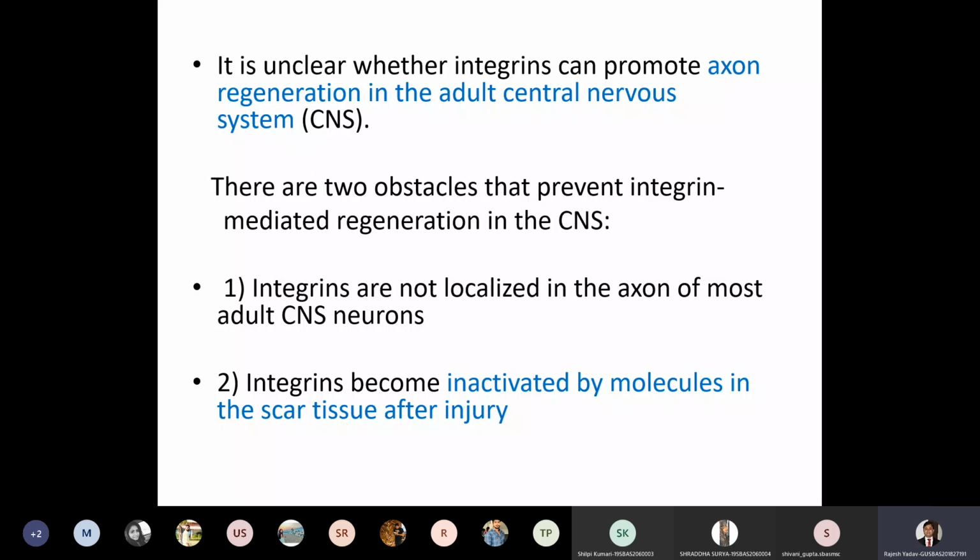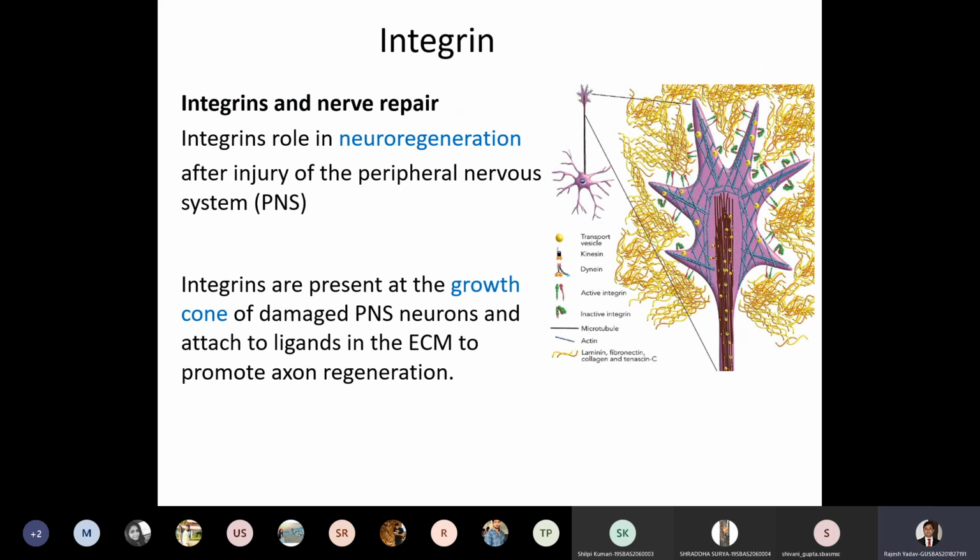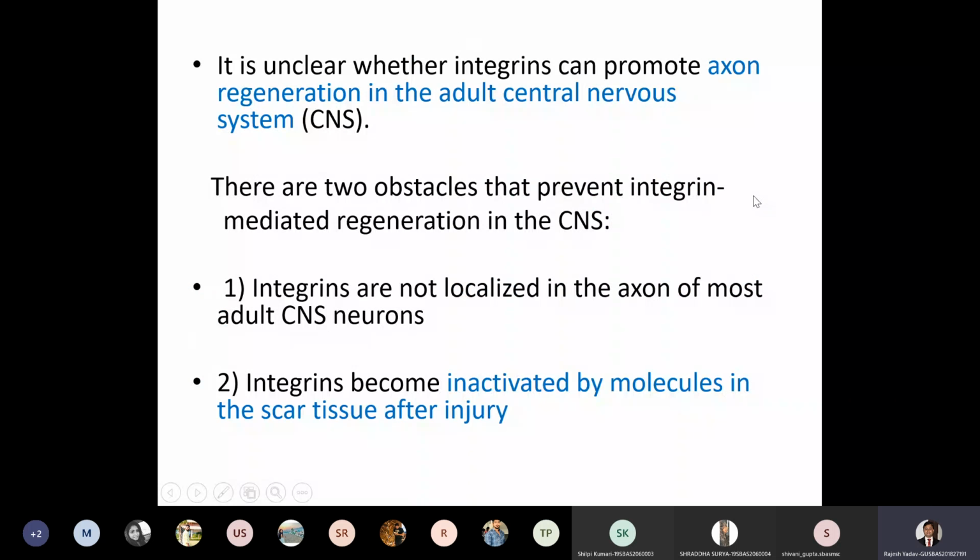There are two obstacles that prevent integrin-mediated regeneration in the central nervous system. One is that integrins are not localized in the axon of most adult central nervous system neurons. As we described in the structure, the integrin is around the axon. This is the cyton and this is the axon. These neurons are not attached at the cyton or axon in the central nervous system, because all the studies show that integrins are attached to peripheral nervous system axons. Histological and immunohistochemical studies show that there is no attachment of the integrin in the axon in the central nervous system.